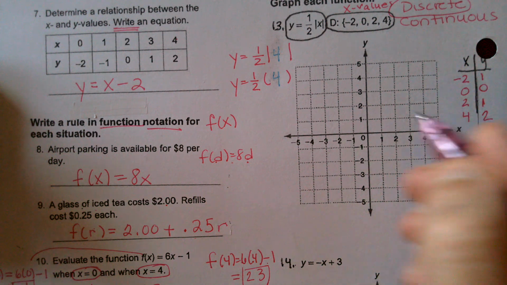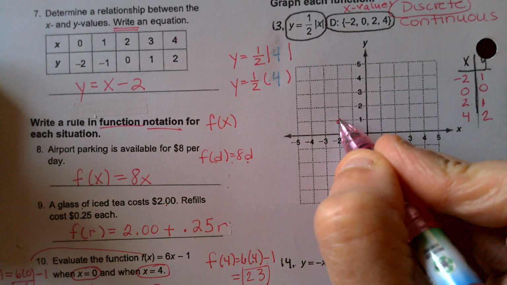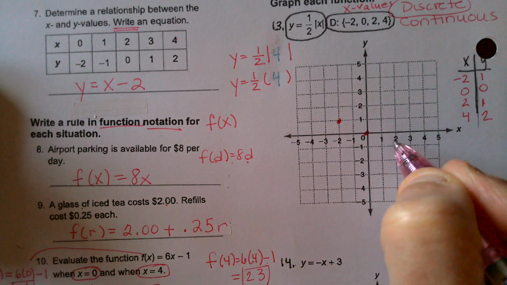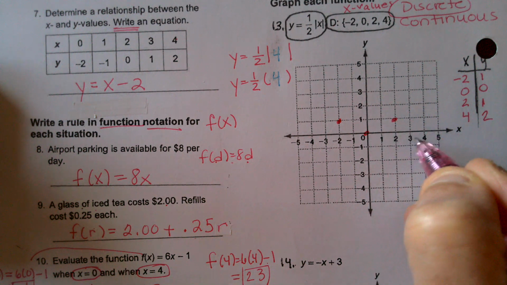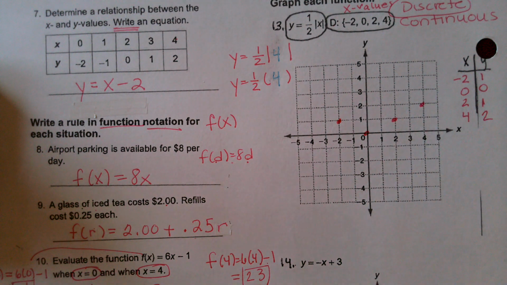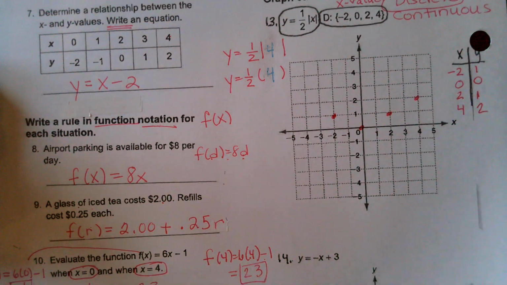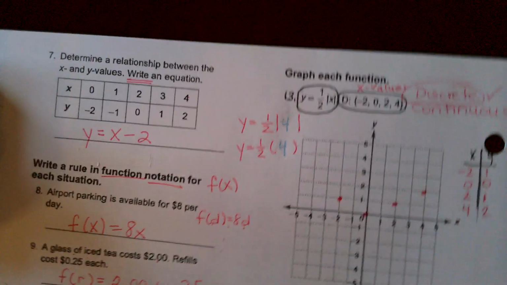So I need to go in here and plot these, -2, +1. Be just careful when you're graphing to make sure that you don't make mistakes. It's easy to do. And your graph should look like that. Now, do I connect them? No, because it is discrete. So I just want the 4 points. I didn't want any more.